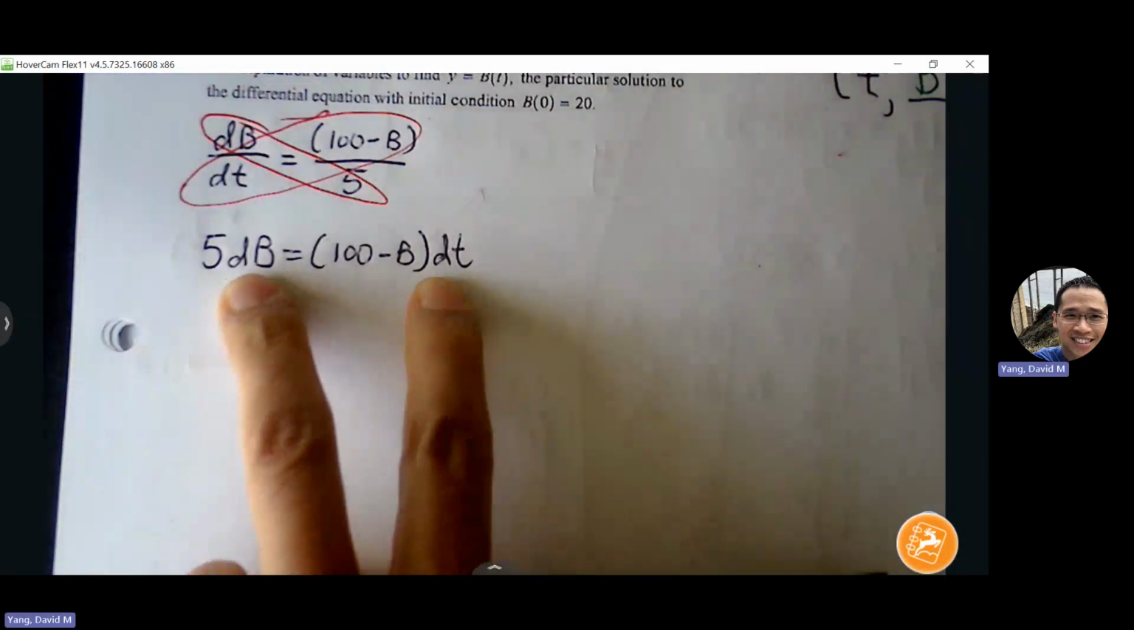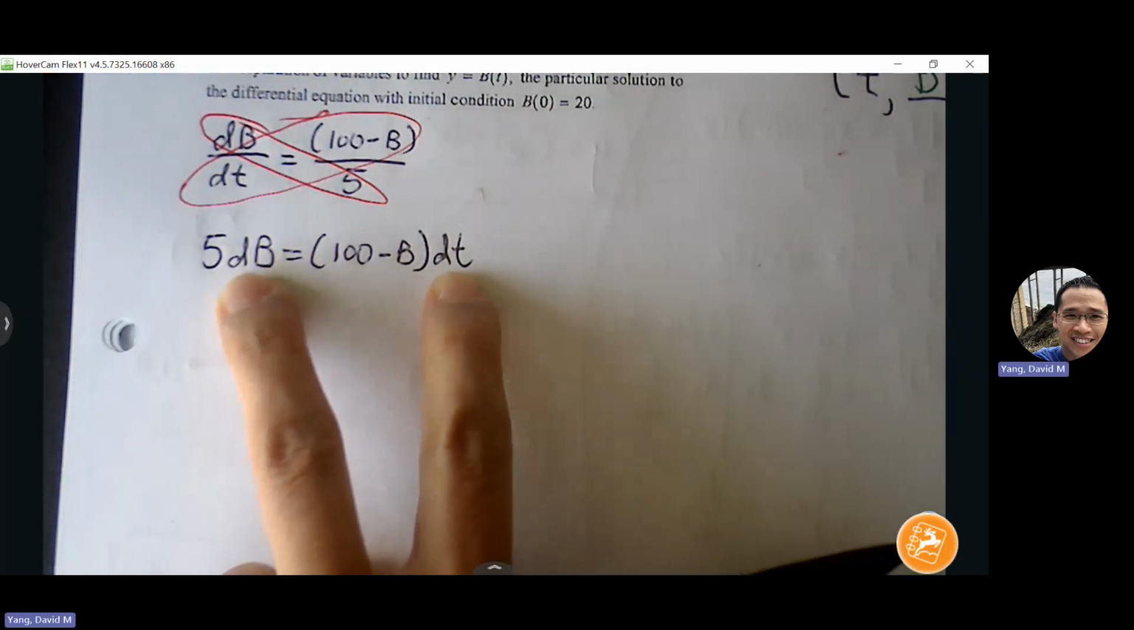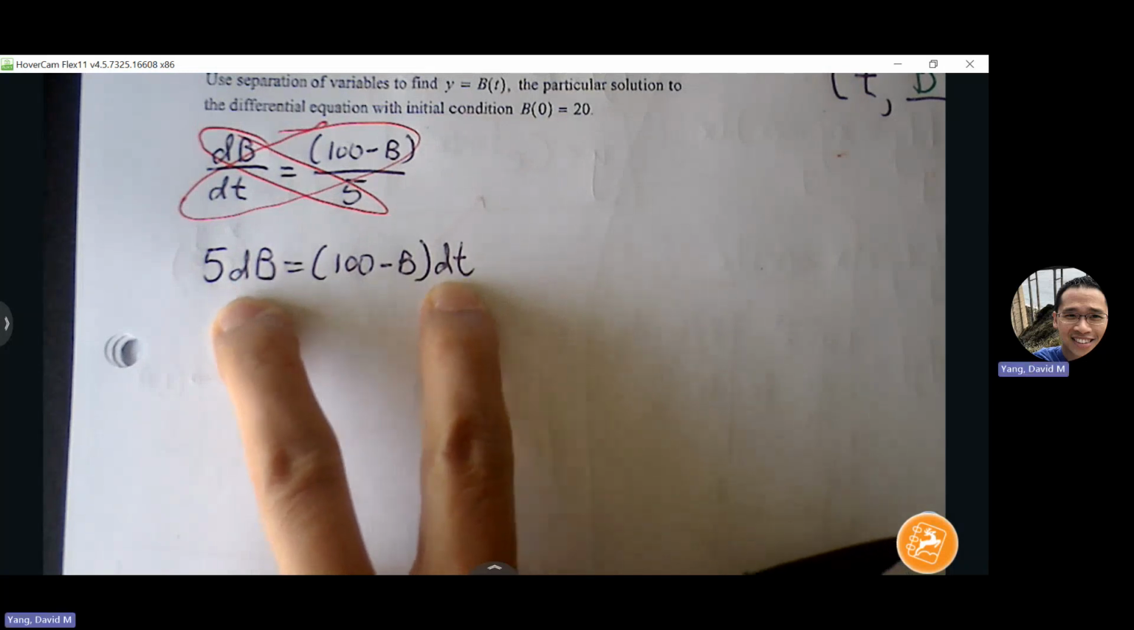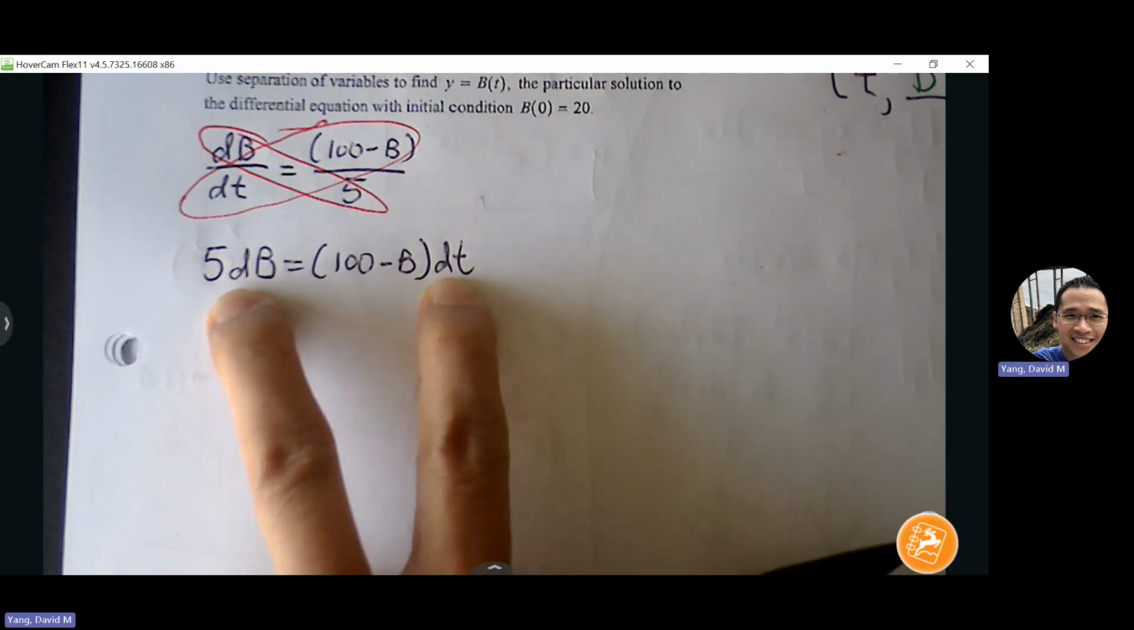Okay, so just like before, instead of dy and dx lined up, now we have db and dt lined up. These are your anchors, right? We're not going to move them. We're not going to touch them. If anything, we're only moving things around it.